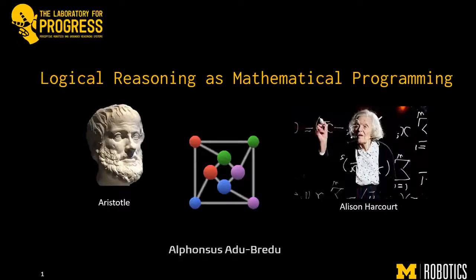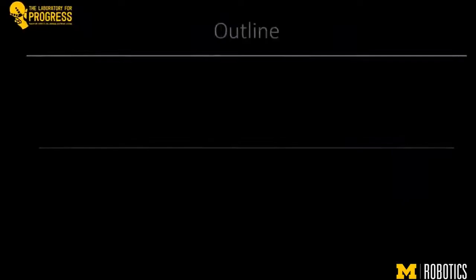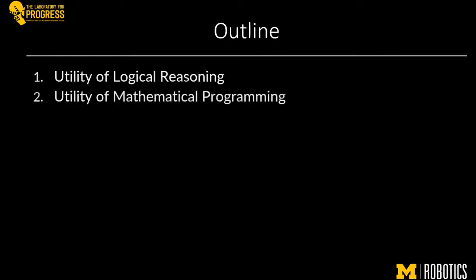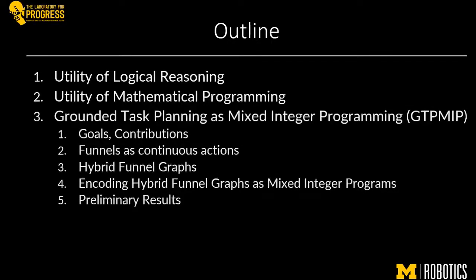All right, so this talk is going to be about logical reasoning as mathematical programming, and let's start. So the outline of this talk is going to be as follows. First, I will talk about the utility of logical reasoning. I'll then talk about the utility of mathematical programming, and I'll introduce the project that is the main core of this talk. And I'll talk about some initial ideas.